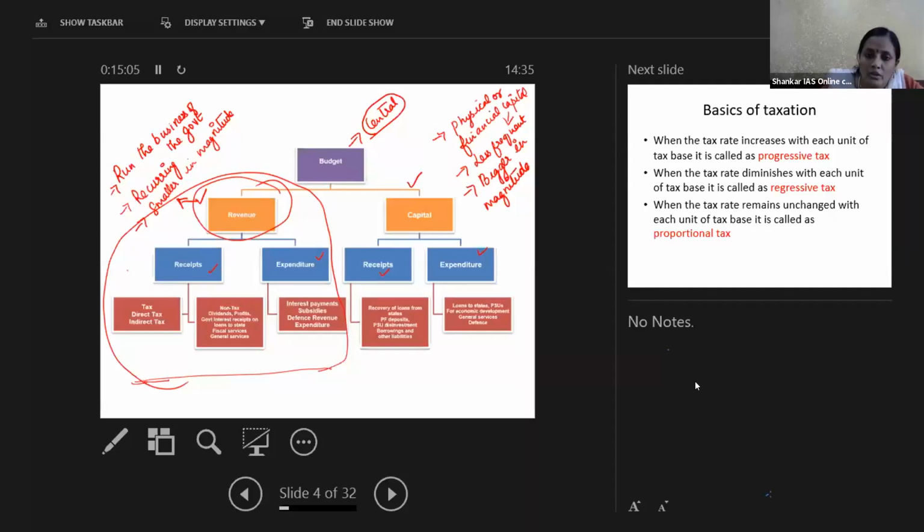Okay. So now what we will do is, we will first study the revenue account. So here we are going to say the revenue receipts and revenue expenditure. I told you revenue account is like running the business of the government. So now let us assume what are all the different businesses of the government.